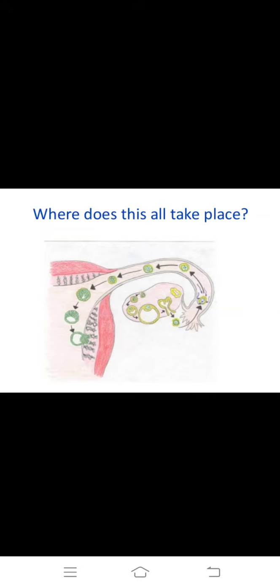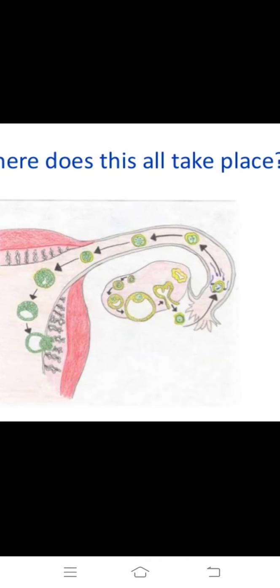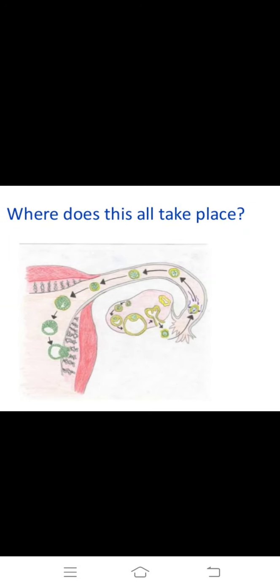So in this diagram, where does all this take place? Very important. Where does this all take place? From the Graafian follicle, fertilization takes place in the fallopian tube. After fertilization, cleavage occurs. First morula, then blastula, gastrula, and the fetus is formed. The placenta is also formed, linking to the mother.